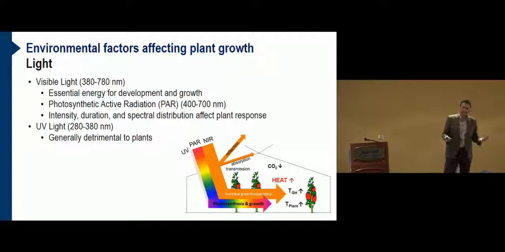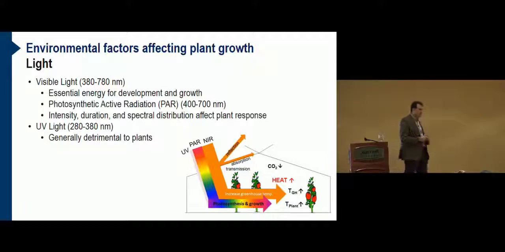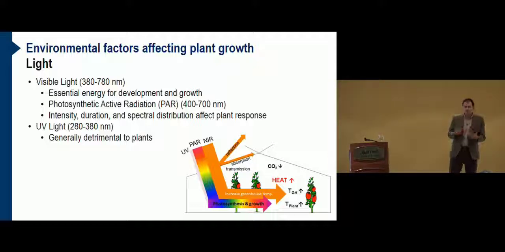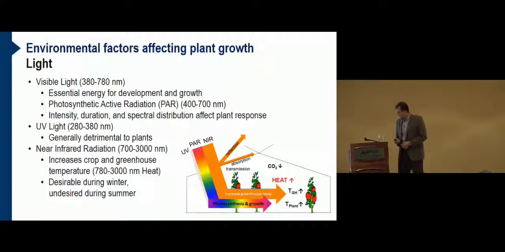And UV light, in the range of 280 to 300 nanometers, is generally detrimental for plants, but if it is used strategically, we can get benefit out of UV light, maybe to enhance the look or the color, the pigmentation, or the secondary metabolites, the nutritional level of the crop.